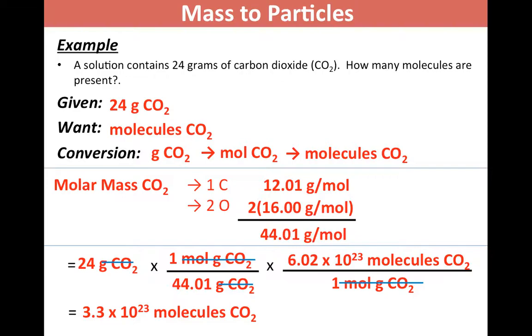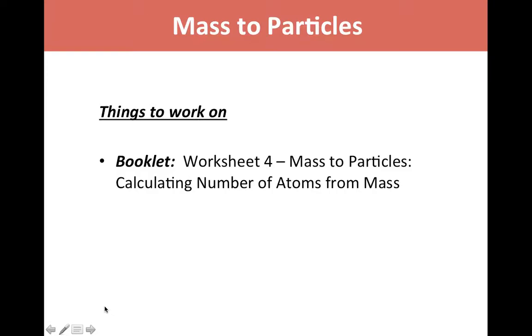You might ask yourself, your calculator might have had more than just these two numbers, 3.3, but you have to count in your question the least significant, so 2 and a 4. So that's my least significant measurement. And so that's why my answer should be in 2 digits. So we will work on worksheet 4 in class tomorrow.